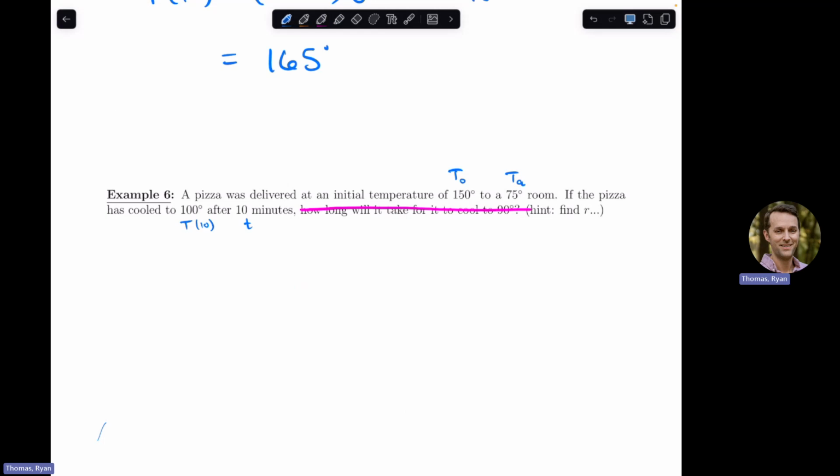It's like function notation. It's like T of 10, the temperature at 10 minutes. So it's not 100 times 10. It's that when little t is 10, big T is 100. Okay? So 100 equals 150 minus 75, e to the, we don't know r yet, times 10 plus 75. But we have enough information there to solve for r.